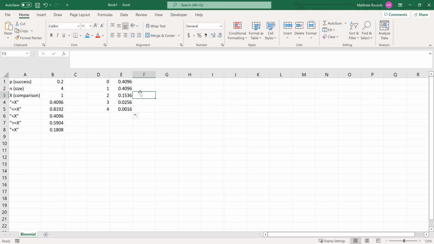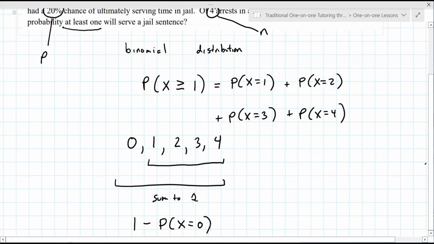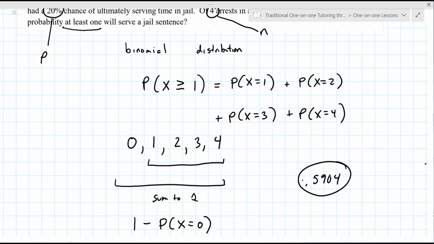All right. So if I add up 1, 2, 3, and 4, you see that that's the same value as greater than or equal to 1. And we'll probably get to do this in a few more problems, so we'll get to reuse this sheet here. But let me jump back to the problem here. The answer is 0.5904. And what we did in Excel is we made this template that we can reuse in other problems.